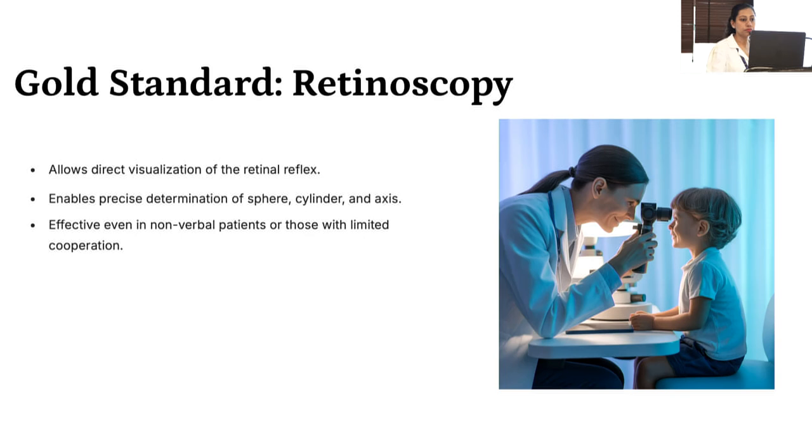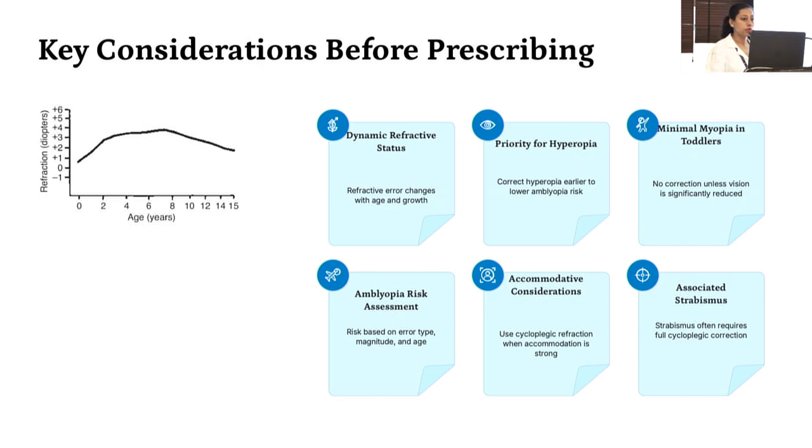diopters. So the gold standard of objective refraction is always retinoscopy. It helps us to determine the sphere, cylinder and axis in a precise manner, and is very effective in non-verbal children and those with limited cooperation as well. So what are the key considerations that we should take into account before prescribing for a child? You should take note of the dynamic refractive status, because the refractive status keeps changing with the age and the growth of the eyeball.